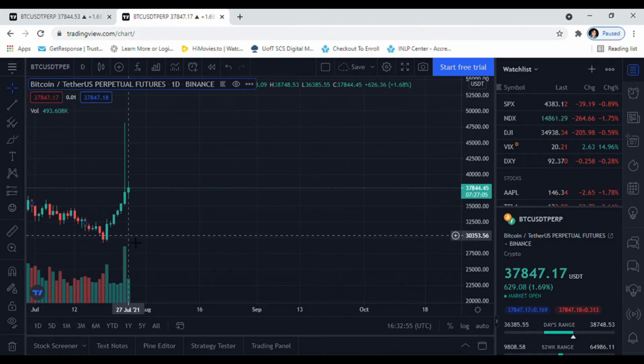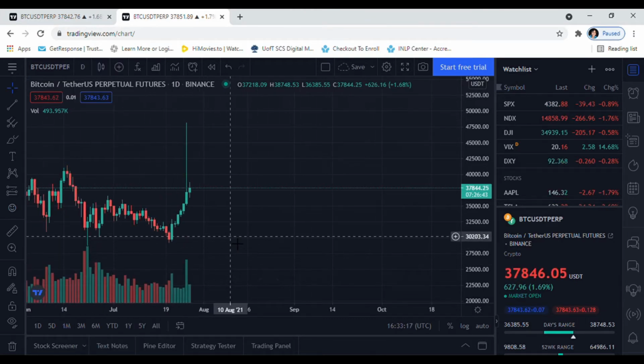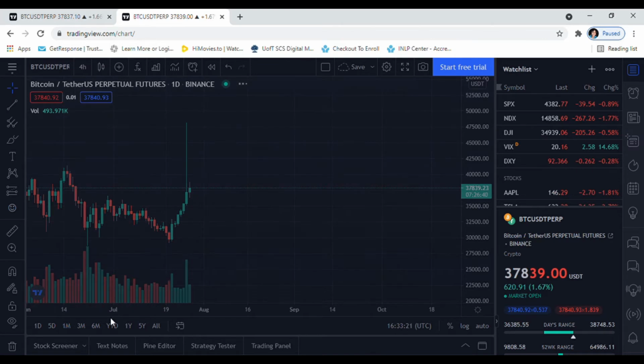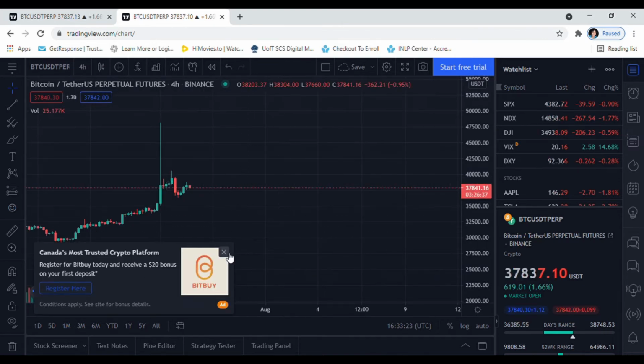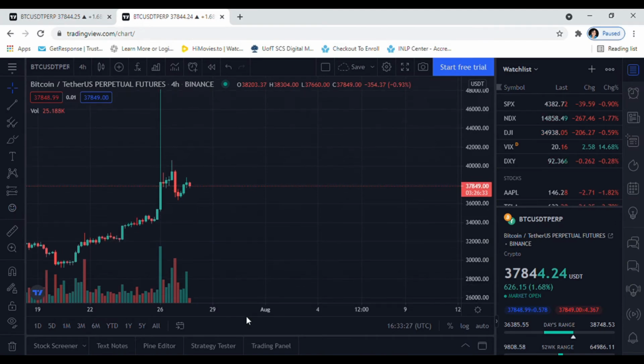And yeah, this candle represents 1 day, and as you can see on the right side here, there's about 7 hours and 26 minutes left for this candle to close. So after looking at the 1 day time frame, you want to go to the 4-hour and try to see what direction the market is going.